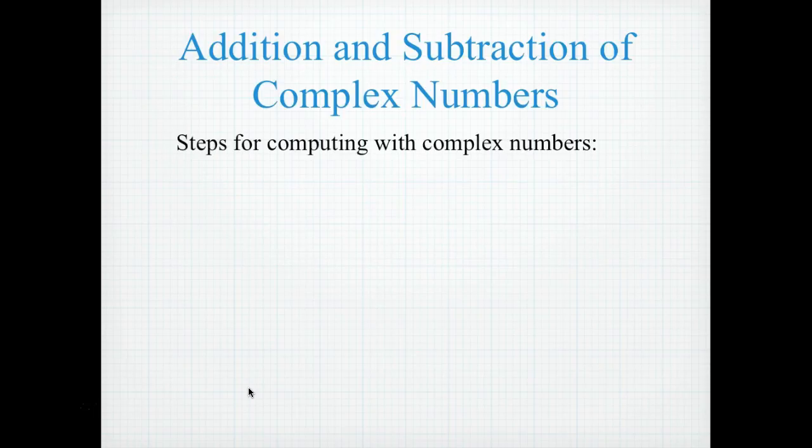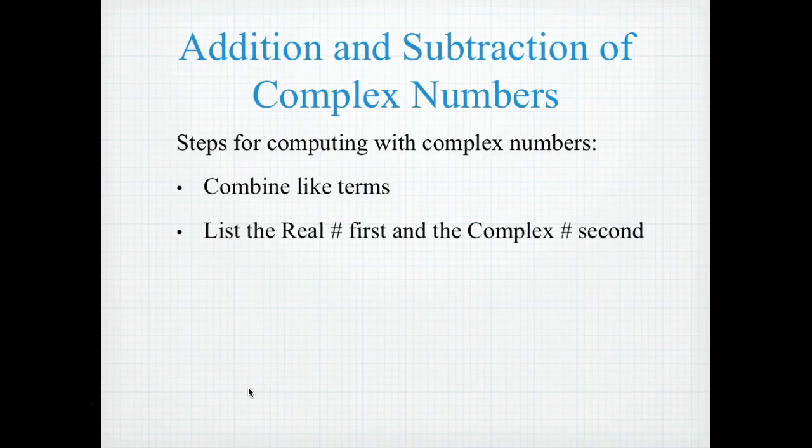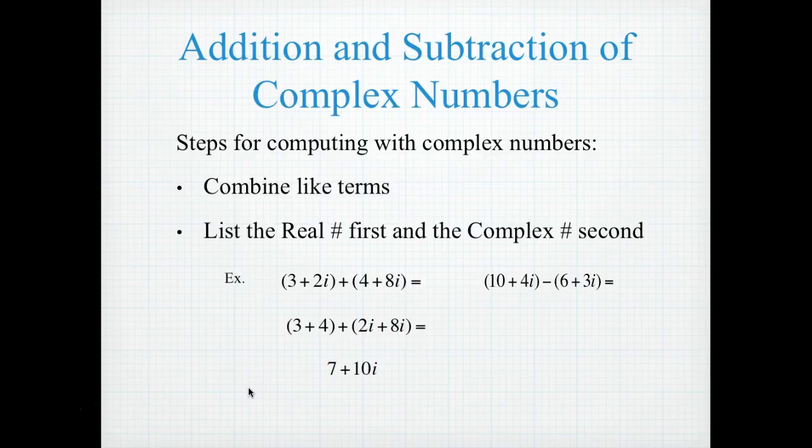Adding and subtracting of complex numbers, we always look to combine like terms. So we combine the real part and the imaginary part. And remember, appropriate form for complex numbers is to list the real number first and the imaginary number second. So 2 examples, we've got 3 plus 2i plus 4 plus 8i. Combining the 3 and the 4 gives us 7, and 2i plus 8i is 10i.